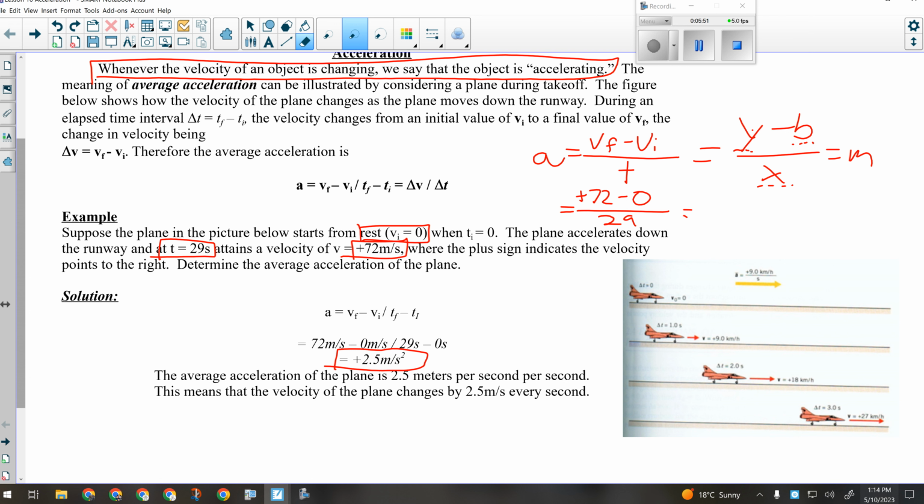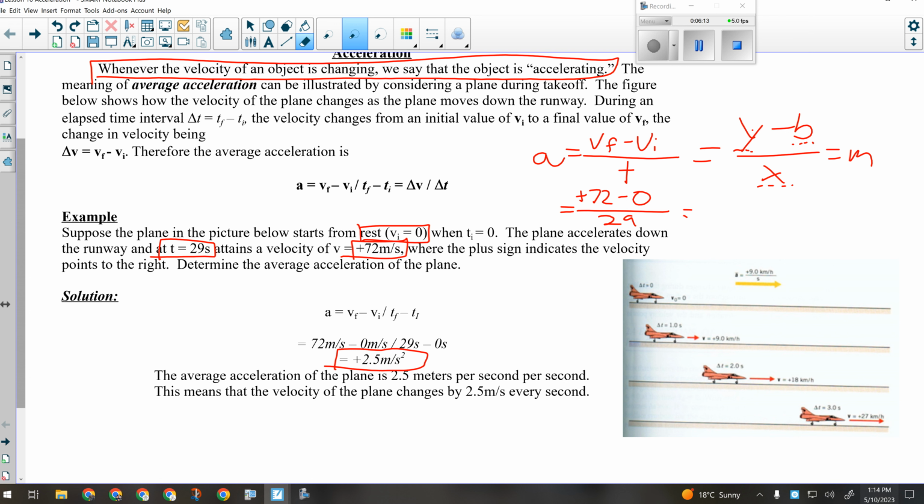So what that means is the speed of that aircraft is increasing by 2.5 meters per second every second. So at time 1 second, it will be going 2.5 meters per second. After 2 seconds, it will be going 5 meters per second. So on and so on. Everybody all right with that?